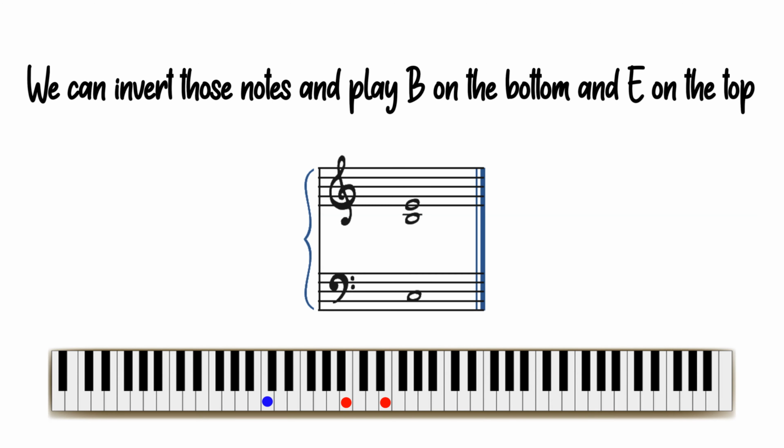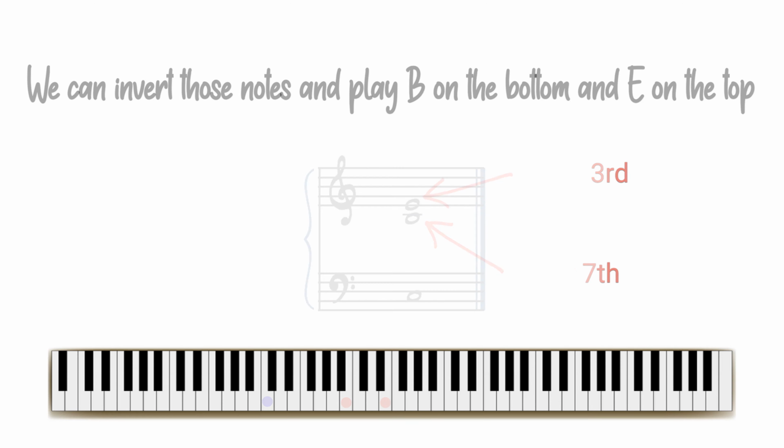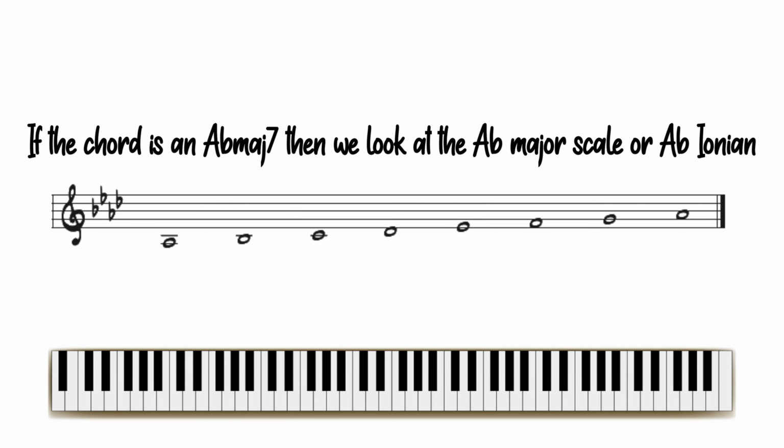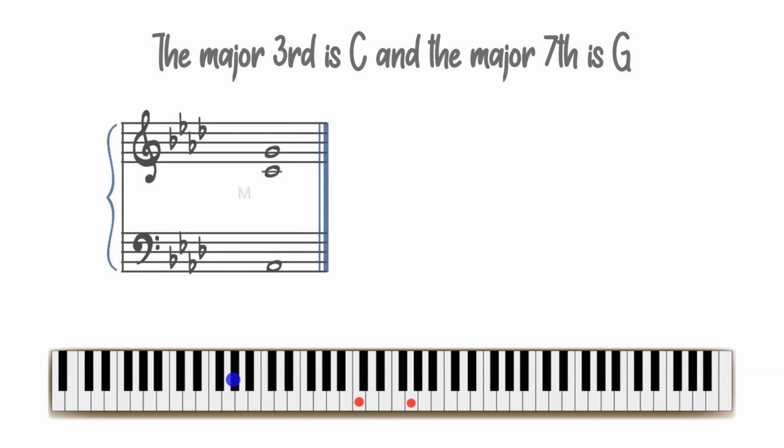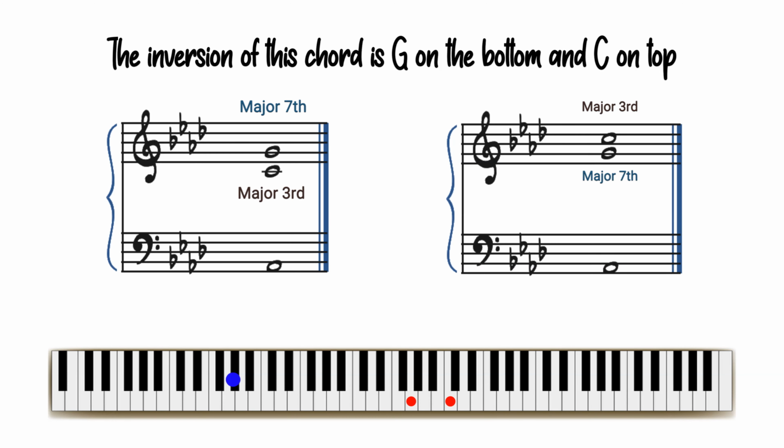We can invert those notes and play the B on the bottom and the E on top. If the chord is an A flat major 7, then we will look at the A flat major scale or A flat Ionian. The major third is the C and the major seventh is G. The inversion of this chord is G on the bottom and C on top.